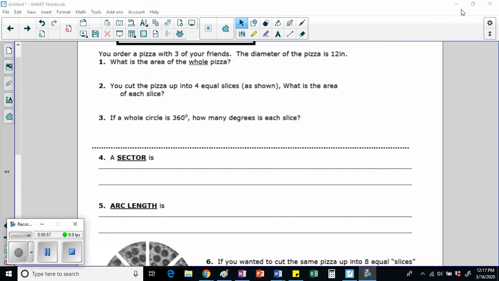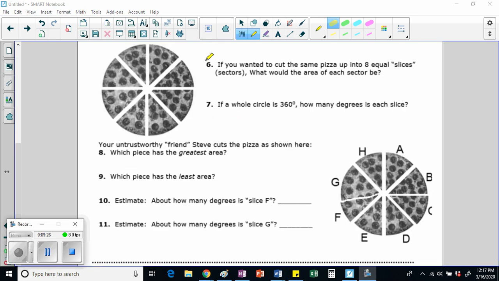So the idea for these problems is actually really simple. You find the area of the whole pizza in problem number 1, and number 2, it says we're going to cut it up into 4 equal slices. So we're just going to divide it by 4. And then instead of talking about the area in square inches, here we're going to talk about it as degrees, which is how we measure parts of a circle. If the whole thing is 360, how many degrees of the circle is one slice? Well, if we cut it up into 4 slices, we can just take 360 and divide it by 4. And then in problem number 6, we're doing the same thing, except now we're cutting up into 8 slices, and we're simply dividing by 8.